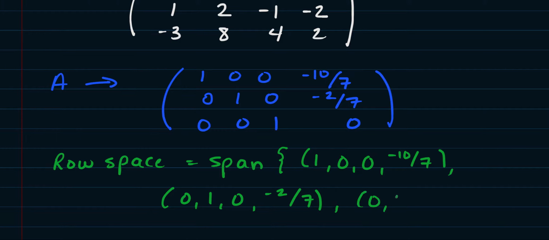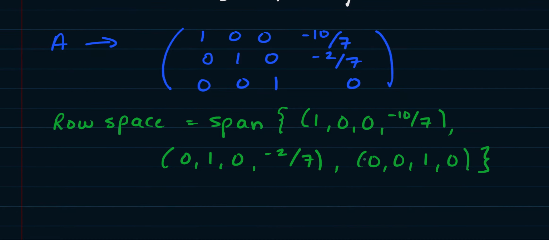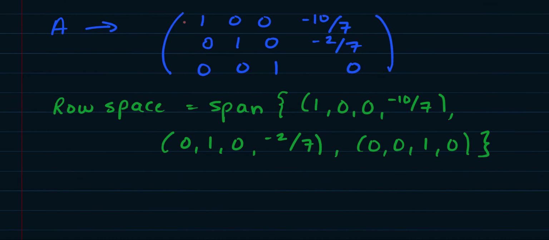And 0, 0, 1, 0. That is the row space. These three vectors span the row space and they're linearly independent, which tells me a basis for the row space is just those three vectors. Now remember, don't put span of the three vectors. It's just the three vectors.